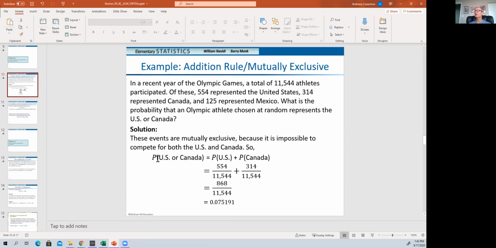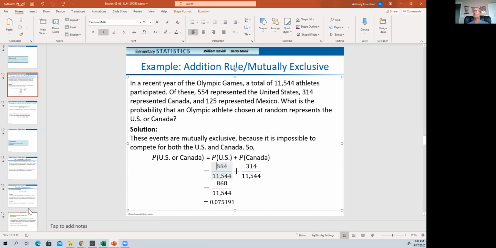So Canada is 314, which would be the second one here. And the US would be 554, which is the first one. You add those together, and then you divide by the total, which is 11,544, and you can see you get a little over 7.5%, 0.075191. Again, be careful when you enter these in your ALEKS program. Make sure you see what they want you to round to.